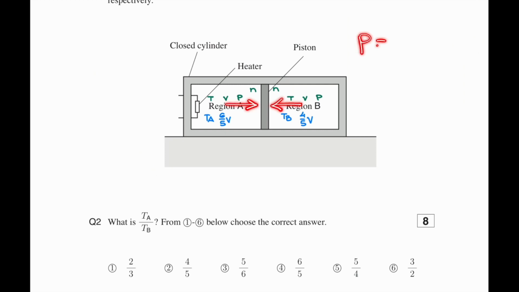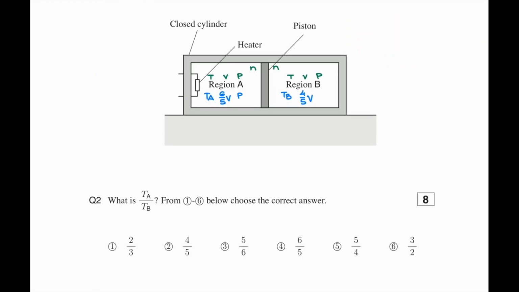As you know, pressure is equal to force over area. Since the forces are equal and the cross-sectional area of the piston is also the same, that means the pressure is the same. I do not know the value of pressure here. Maybe I will write it down as P prime. I believe P prime is different from P, but the one that I want to know is that the pressure on both regions after we switch on the heater is the same.